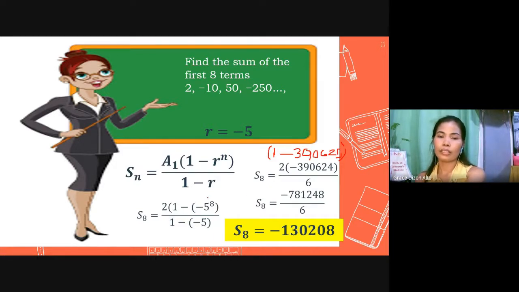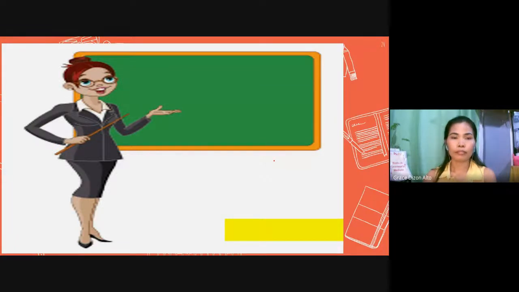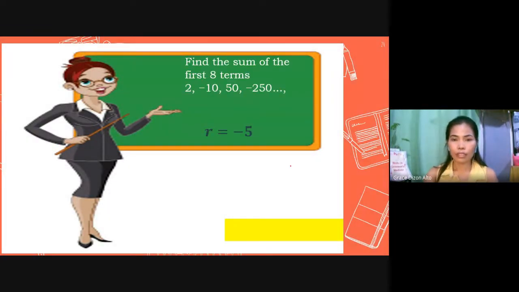Okay, so we can just skip this step after substitution. Make sure that you have subtracted it from 1. That's subtract from 1, that's not minus 1. Okay. Let's have the next.